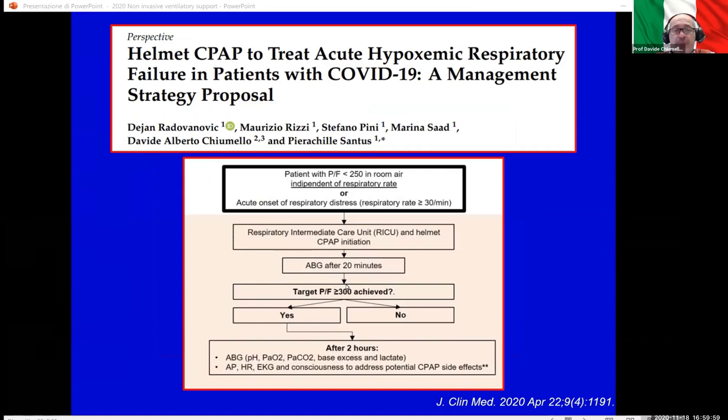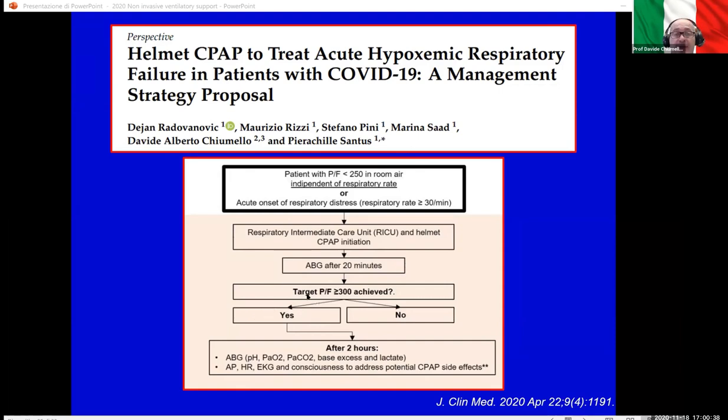This was a possible flowchart that you can use. This was recently published by our group. So we decide to start non-invasive ventilation, not only in patients presenting PaO2/FiO2 lower than 200, but also in patients with respiratory rate higher than 30 breaths per minute. So we start CPAP by helmet. Then we repeat arterial blood gas analysis after 20 minutes and see the respiratory rate.